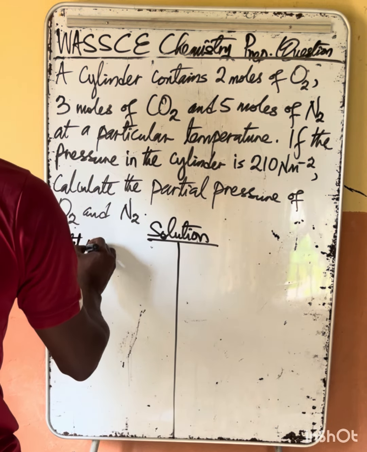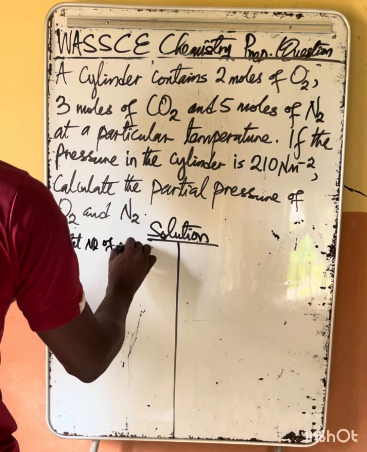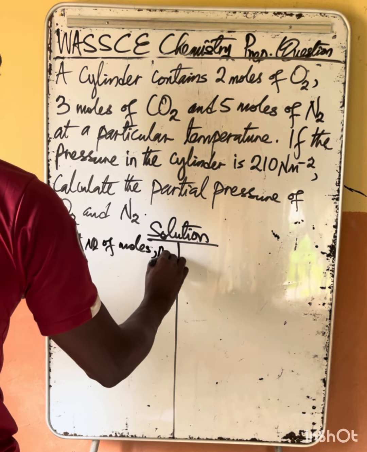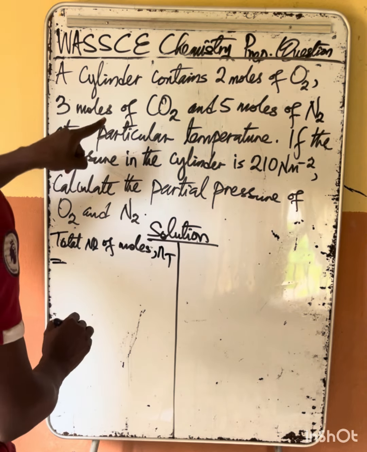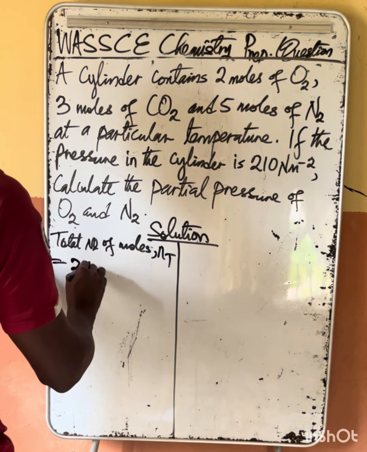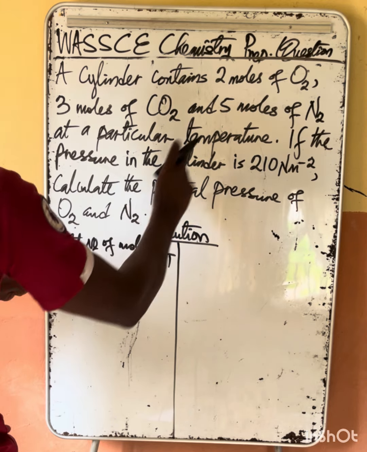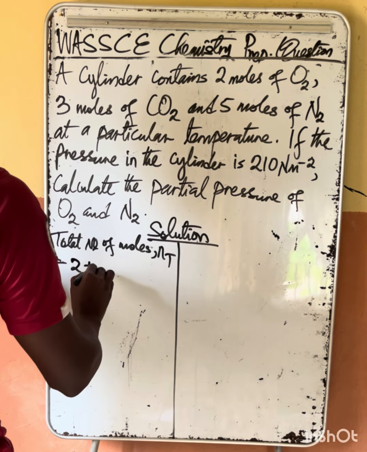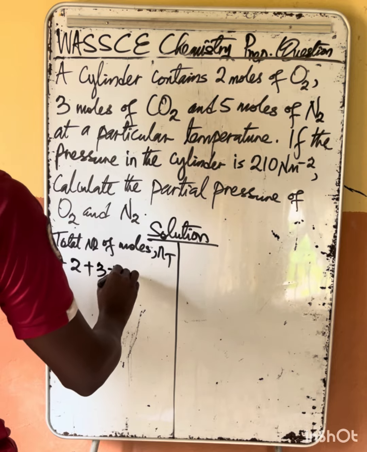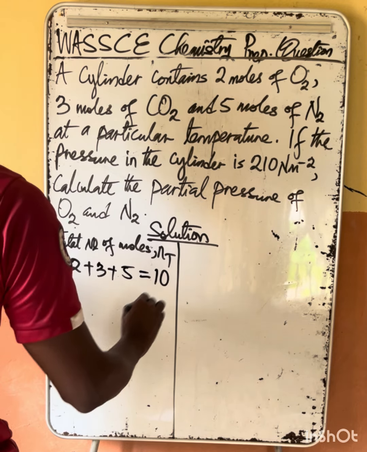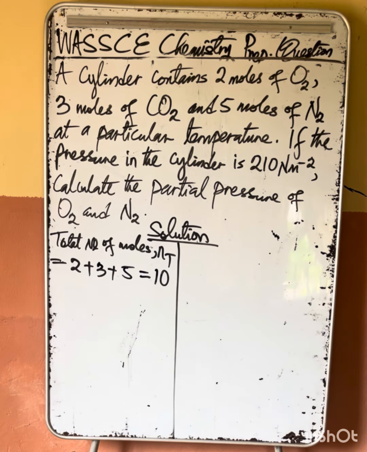Total number of moles, let me call it NT, equals oxygen is 2, carbon dioxide gas is 3, and nitrogen is 5. So if we add everything, it leaves us with what? 10. So the total number of moles is 10 moles. The next item will be to get the mole fraction, and mole fraction will be number of moles of a gas to the total number of moles.